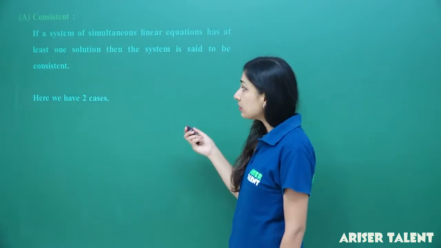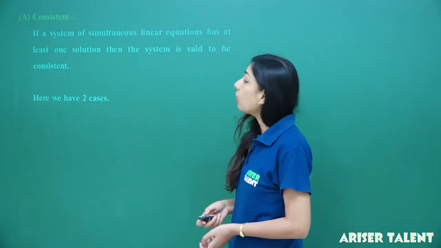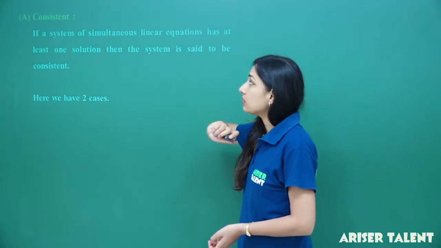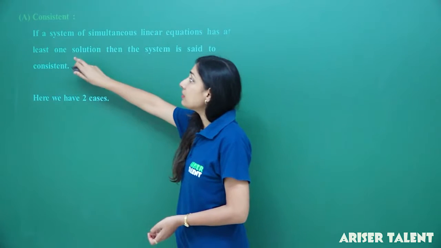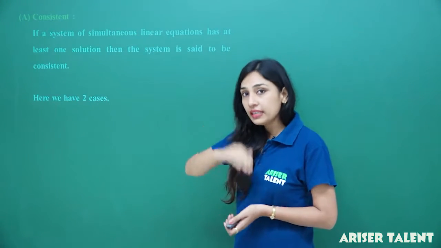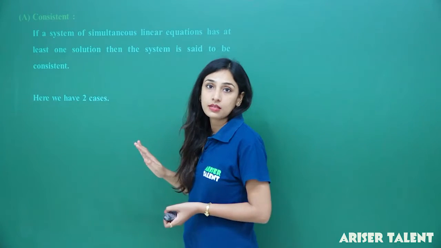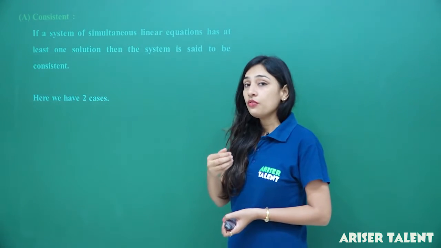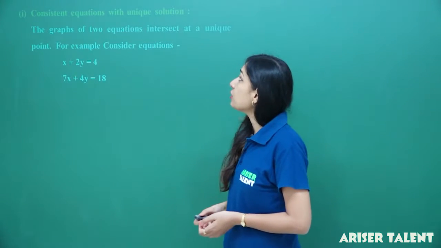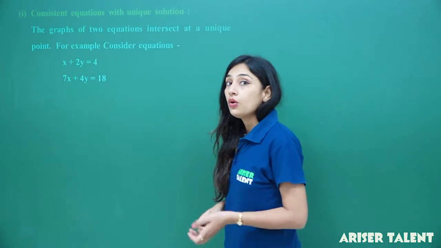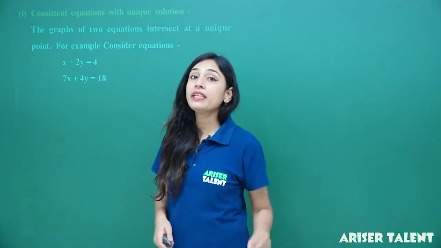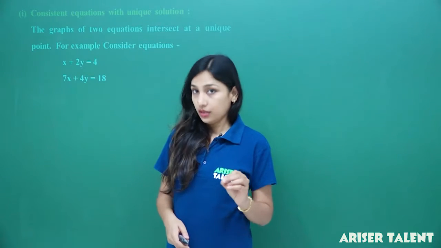Then we discovered consistent. What is consistent? A solution is called consistent when there are two cases. The consistent system is one where we can find a solution. If you are finding a solution, the system is consistent. In this case, we have two cases. The first one is a consistent equation with a unique solution. So either you will have a unique solution or you will have infinite solutions, students, right.